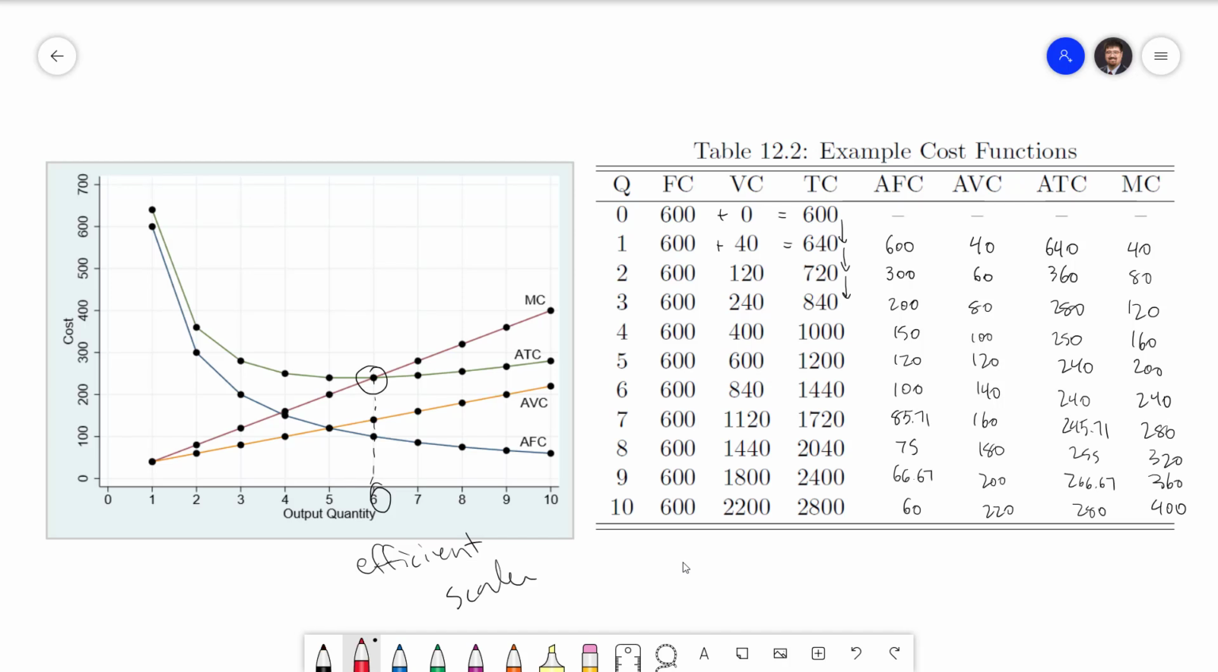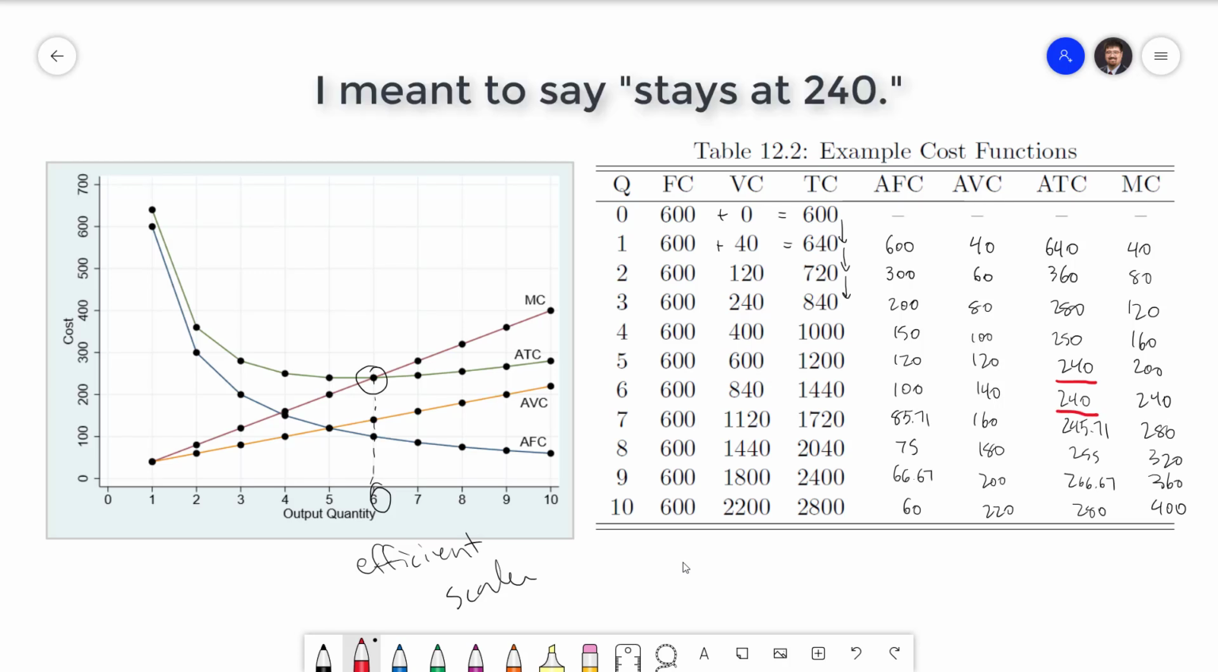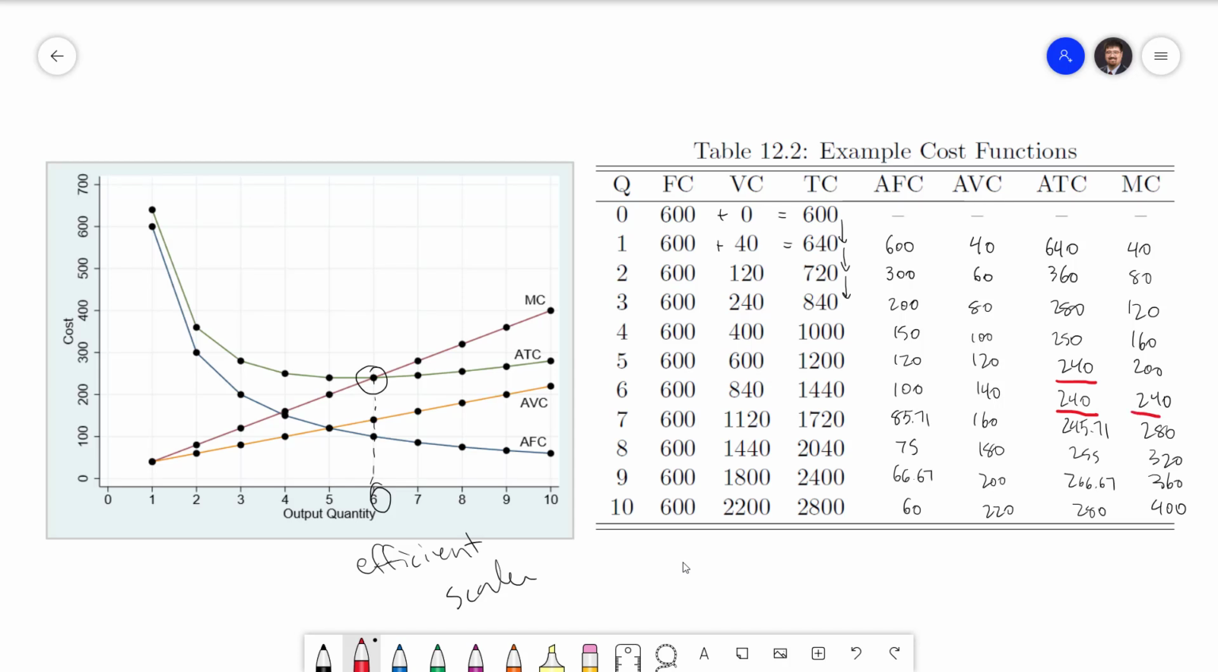Looking at our graph, we can see that at a quantity of 5, our average total cost is 240, and at a quantity of 6, our average total cost stays at 140, and after that it starts to go up. That is also the point where marginal cost is also equal to 240, the point where they cross. Notice that at quantities lower than 6, the average total cost is coming down, and at quantities greater than 6, the average total cost is coming up. That corresponds with quantities where the marginal cost is below the average total cost, and quantities where the marginal cost is above the average total cost.